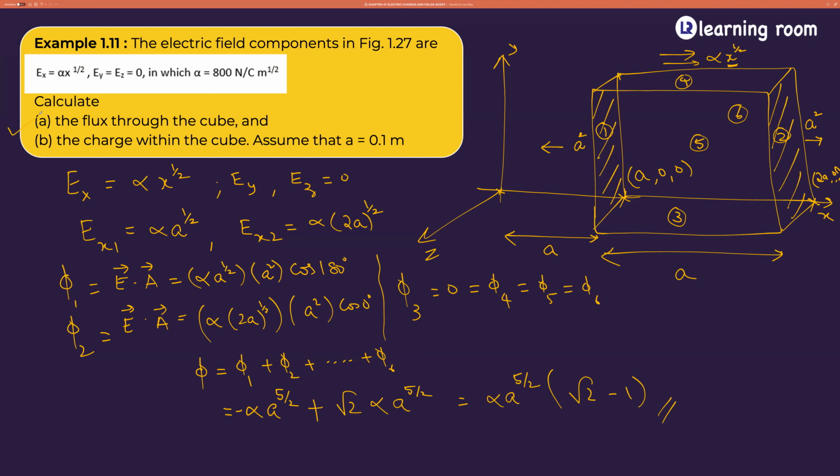What about the second part? The charge which is present inside the cube. Right. So once you know the flux, then we know that total flux is equal to charge enclosed divided by epsilon naught. So if you want the charge enclosed, take this flux, just multiply it with epsilon naught. So the answer is going to be alpha into a power 5 by 2 into epsilon naught multiplied with root 2 minus 1. So this is going to be the total charge that is present. Am I clear with this? Right. So now you can make a note of this.